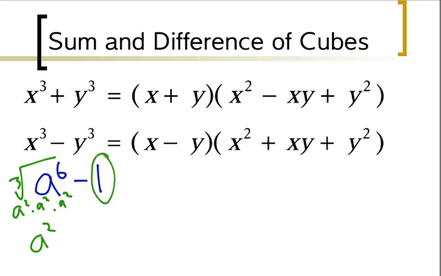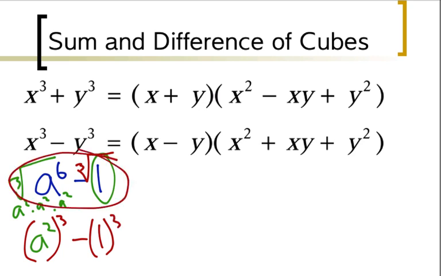And then 1. Most of my students see 1 and they don't think that the cube root of 1 is anything. Well, it does actually have a cube root. The cube root of 1 is 1. So what that means is a squared to the third minus 1 to the third is this a to the sixth minus 1. So this is actually the difference of cubes.